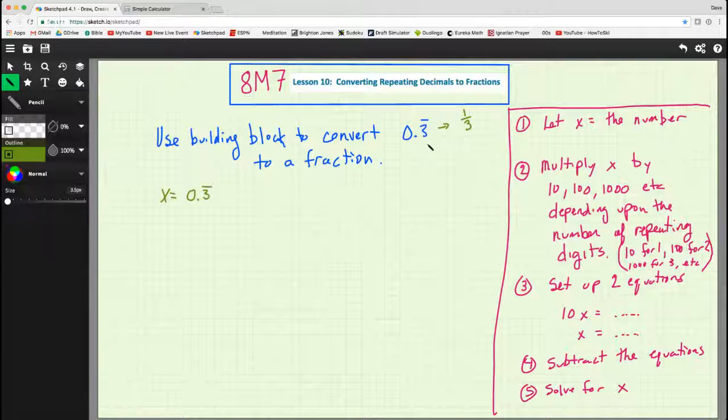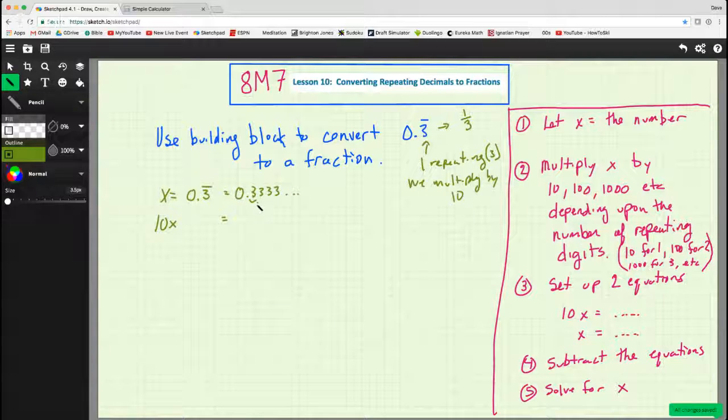So this, because we have one repeating digit, that's the 3, we multiply by 10. So if x is equal to 0.3333..., then 10x is equal to, we're going to move the decimal 1 to the right, 3.3333... So again, x is equal to 0.3 bar, and 10x then is equal to 3.3 bar.